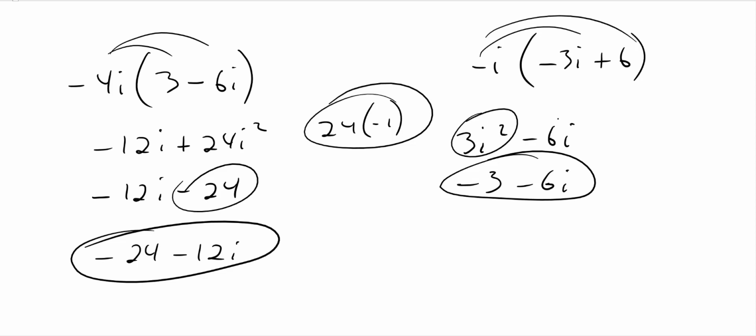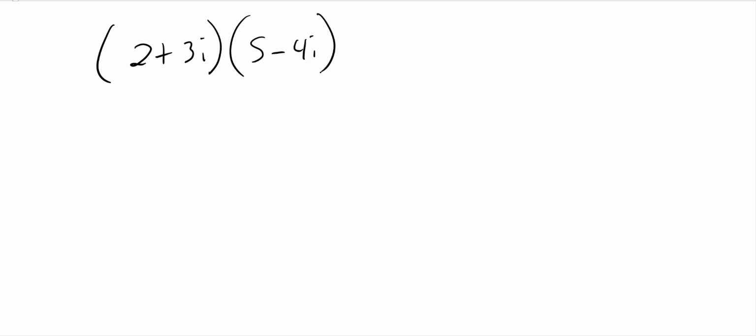All right, so the next kind of problem we're going to do here is, you'll recognize this, let me just write it out here. 2 plus 3i times 5 minus 4i. Okay, what does that look like? Right, if I put an x there, if I said 2 plus 3x times 5 minus 4x, what would you do? I hope you tell me you would do FOIL. And that's what you do.